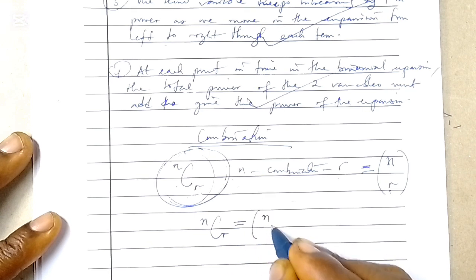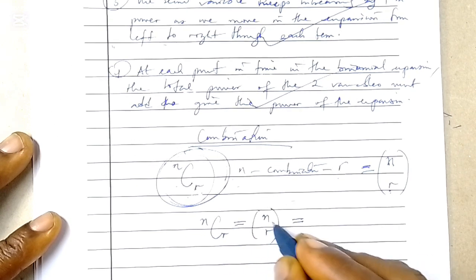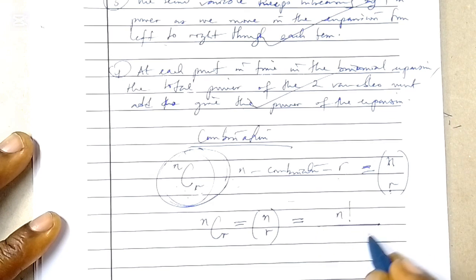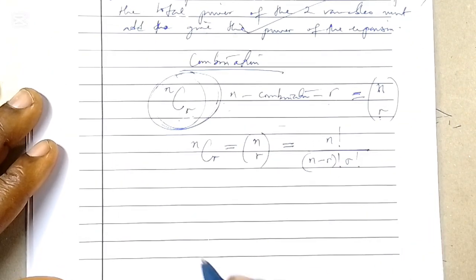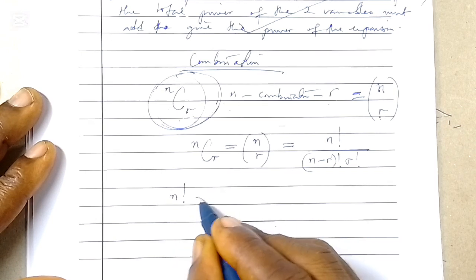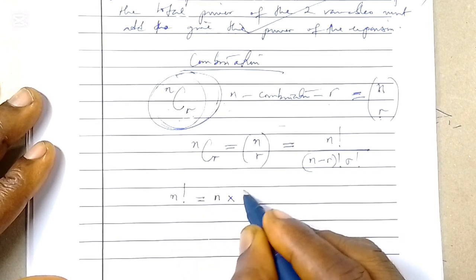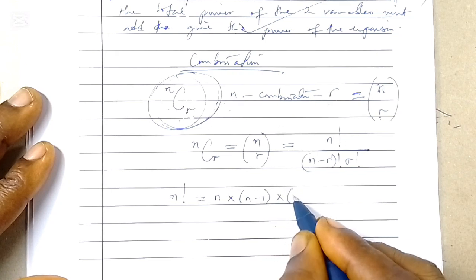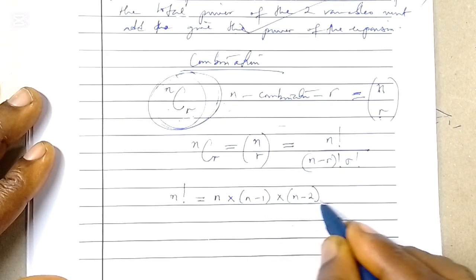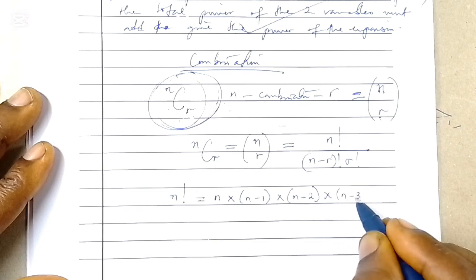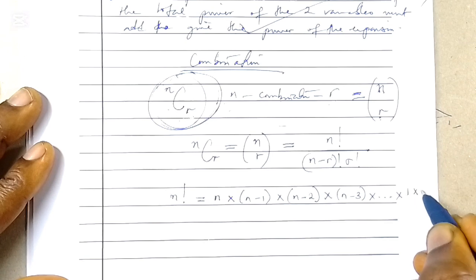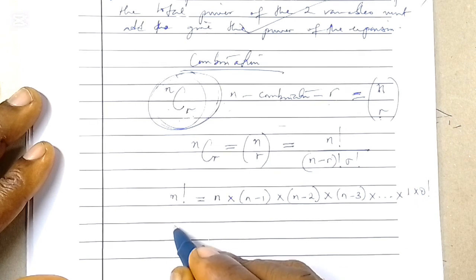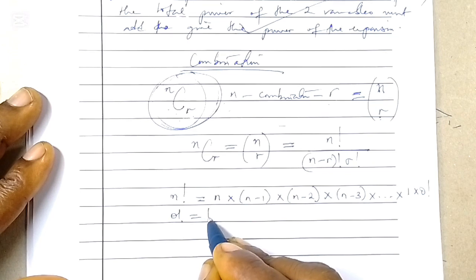N combination R, which is NR, is defined as N factorial all over N minus R factorial, R factorial. And just in case I may be speaking to someone who has never done factorials, please take note. N factorial is defined as N times 1 less than N, which is N minus 1, times N minus 2, times N minus 3, and so on until you get to 1 times 0 factorial. And please take note that 0 factorial is 1.